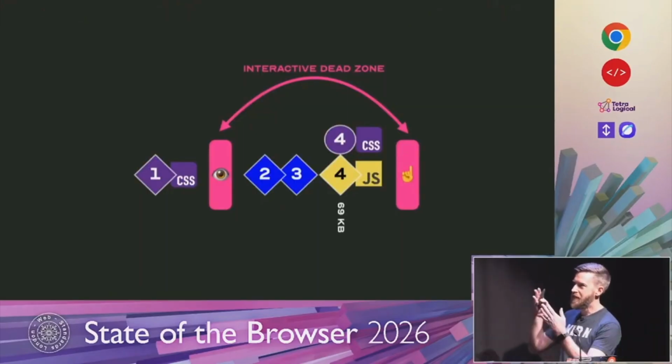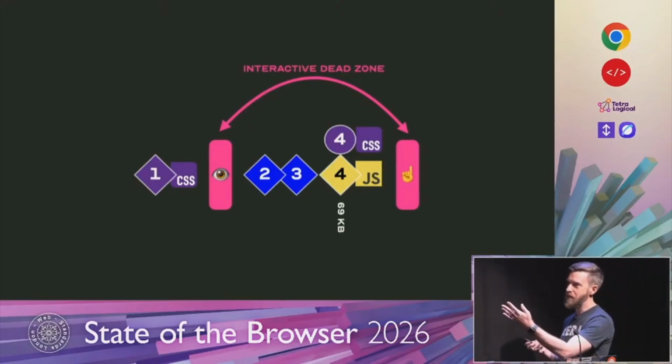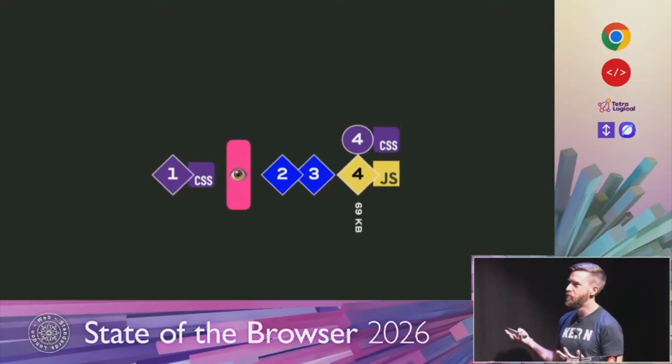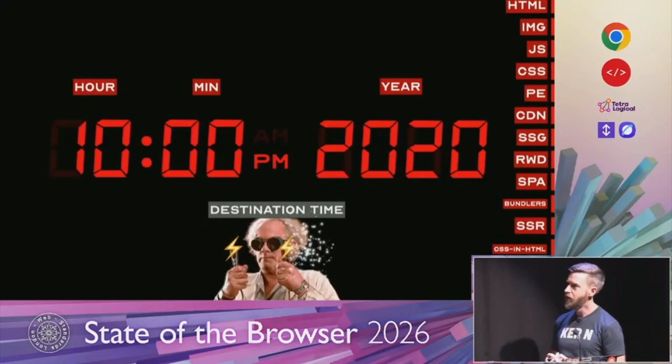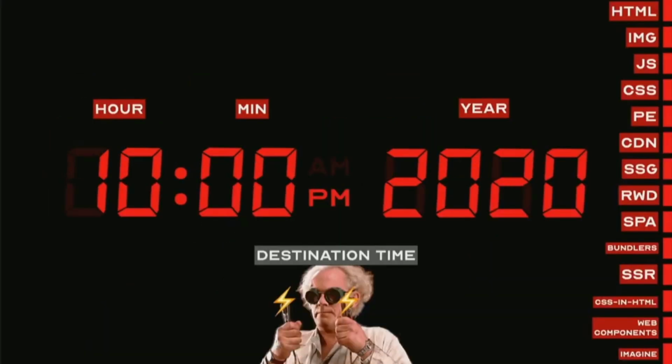So in this space between our first visual representation of our component and when the component is interactive, we can do more creative things. There are options available to us where we can remove this interactive dead zone.